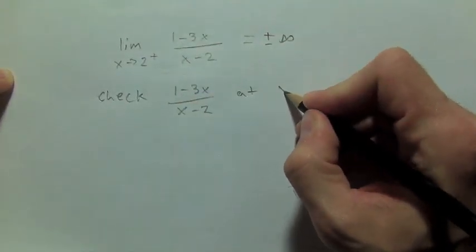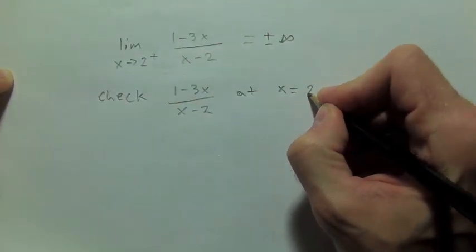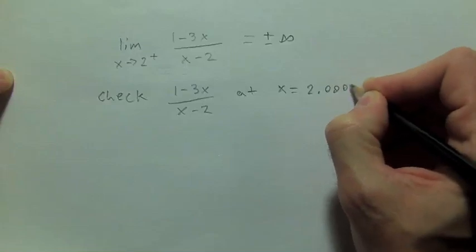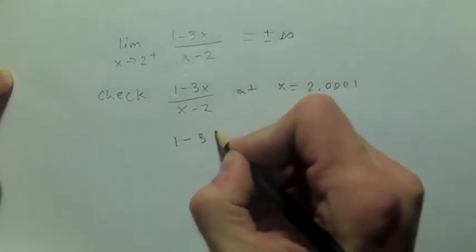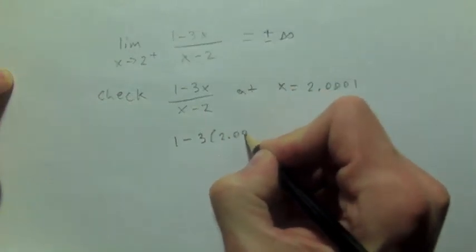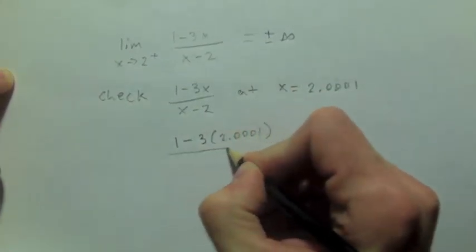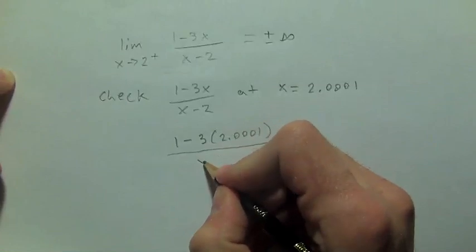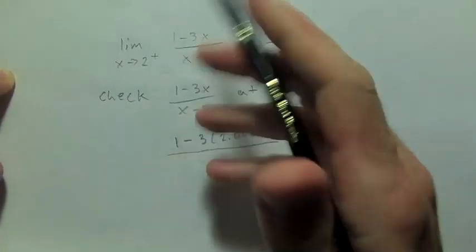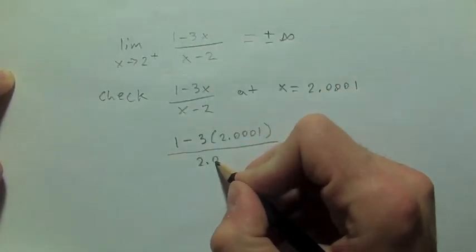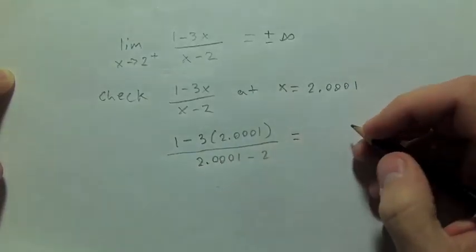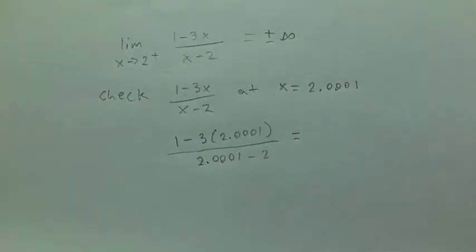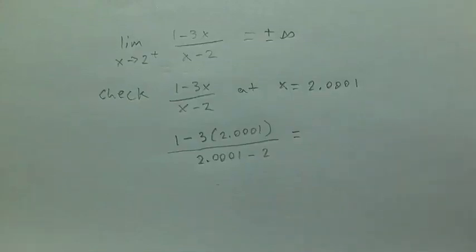So maybe something like 2.0001, right? So that would be 1 minus 3 times 2.0001, and this would be 2.0001 minus 2. So it might help to have a calculator for this.